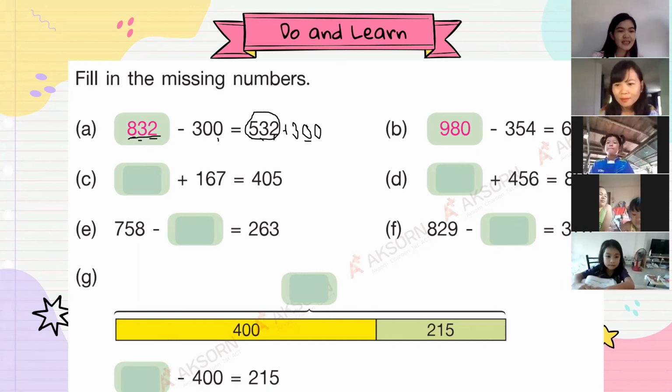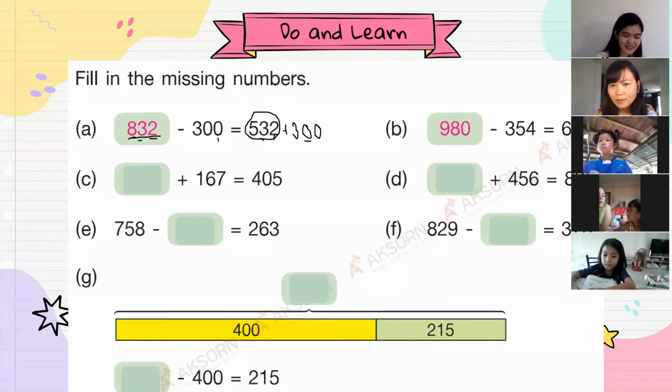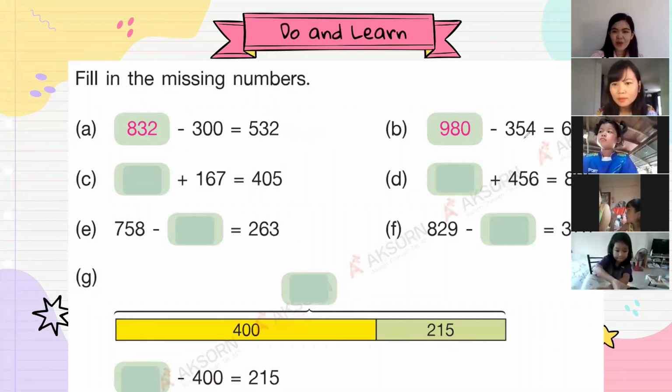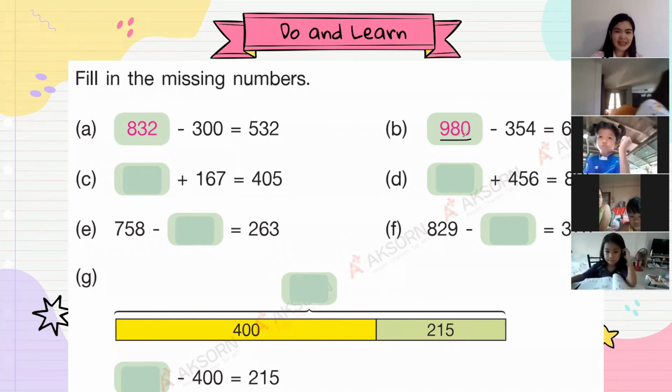Did you understand? Okay, so let's move on to letter B. The missing number is 980. So if we're going to check the answer, it is 980 minus 354. So let's check 980 minus 354.